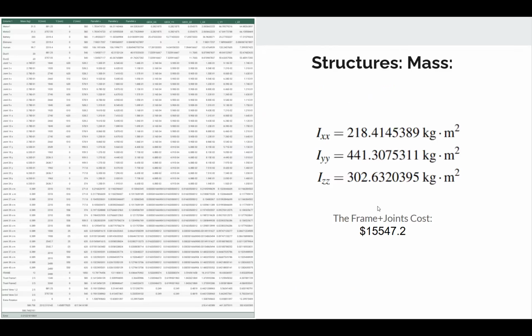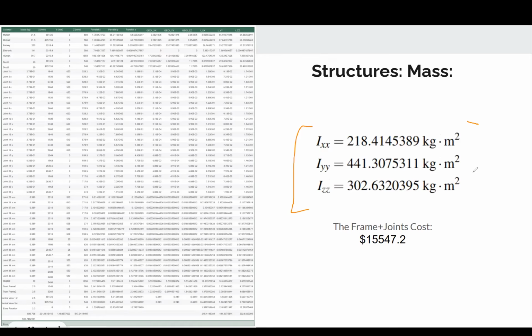Then we do the structural mass. As you can see, we do all the math over here with the Excel table, and we get Ixx, Iyy, and Izz. And with the frame joint cost, you can see about $15,547.2 that you had to spend on just the frame. This does not count manufacturing and all the other stuff that goes into making that product possible, but it does cost a lot, as you can see.